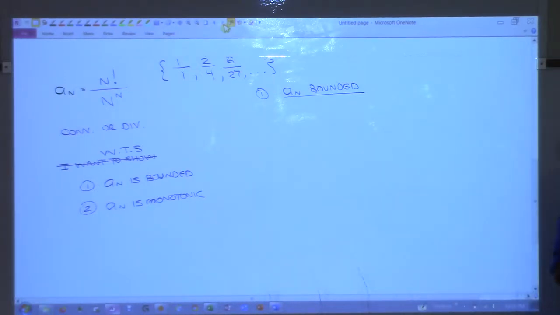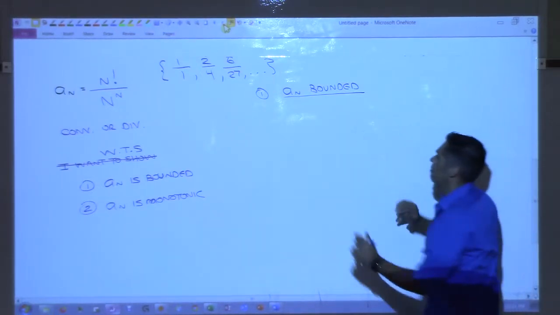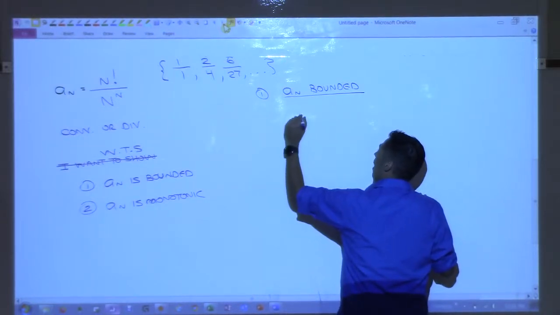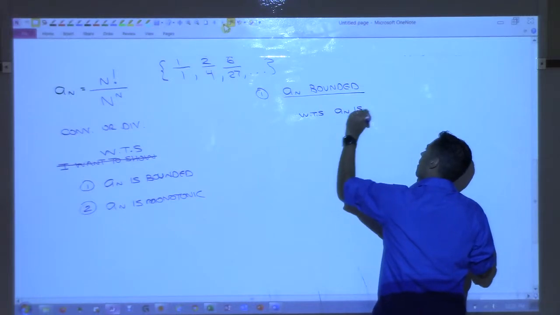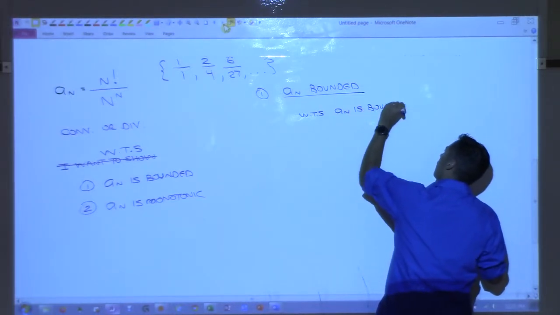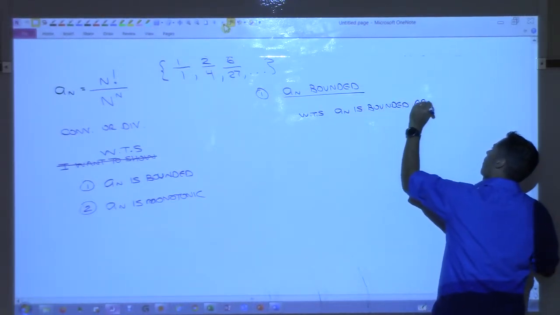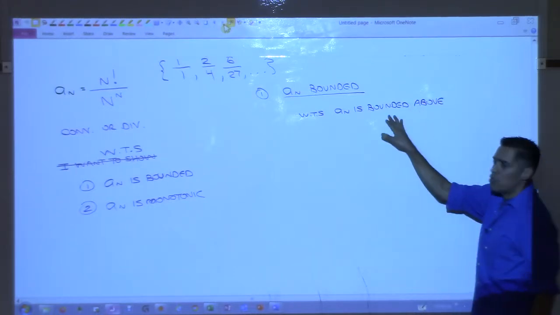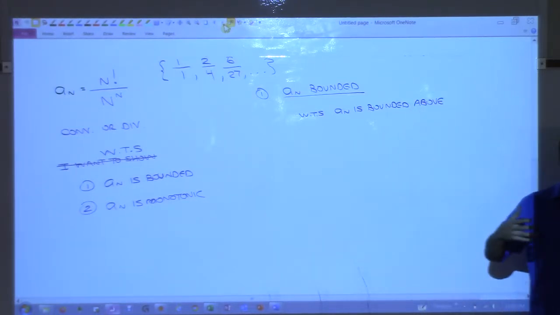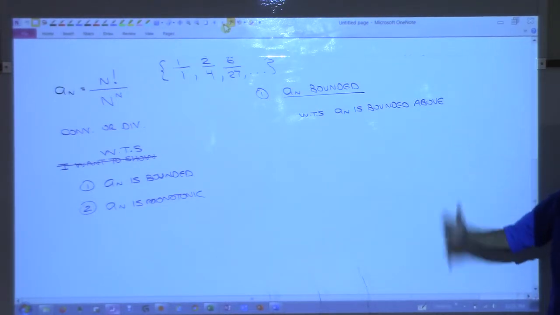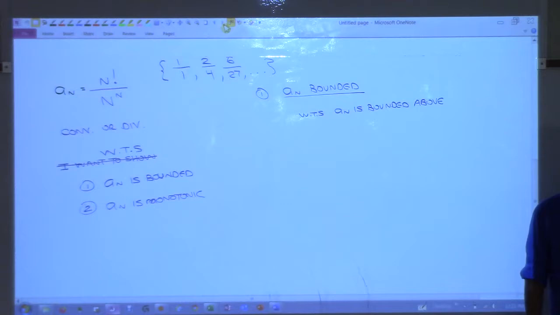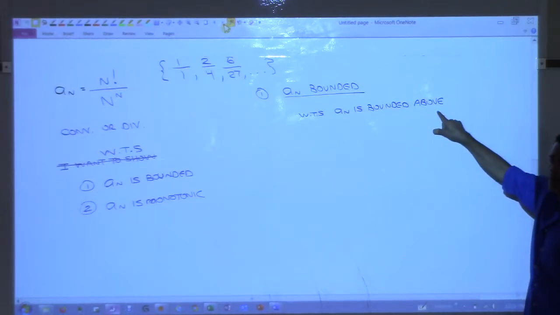So to show it's bounded, first I want to show a sub n is bounded above. What does it mean to be bounded above? There's some number that's bigger than every number in that sequence. So what number do you want to go with? 2. Would you all agree 2 looks like it's going to be bigger than that? But we need to show it.